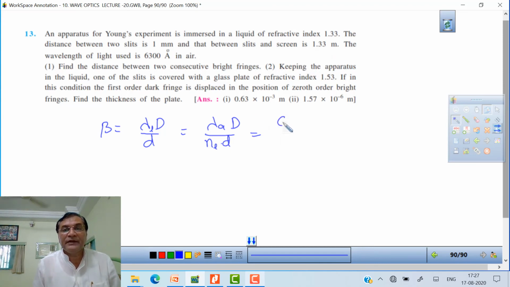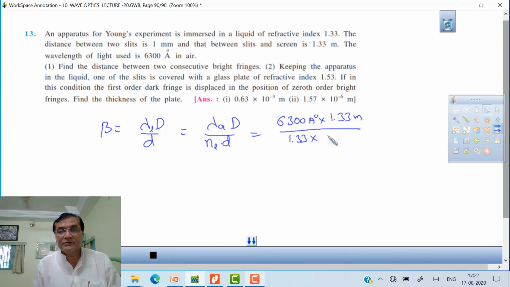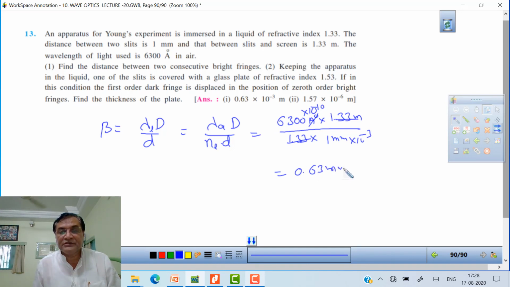So lambda in air is 6300 angstrom, multiply capital D, that is 1.33 meter, divided by 1.33, the refractive index, and small d is 1 millimeter. So I put all these units: 10 raised to minus 10 for angstrom, and 10 raised to minus 3 for millimeter. So I can simplify this, and it will be 0.63 millimeter. So this is your first answer.